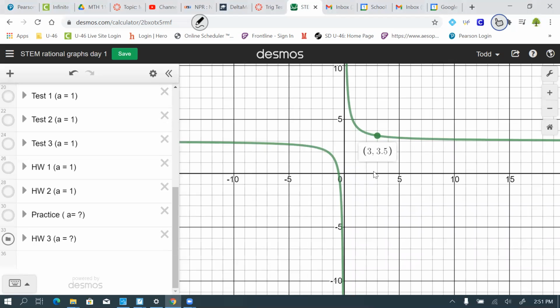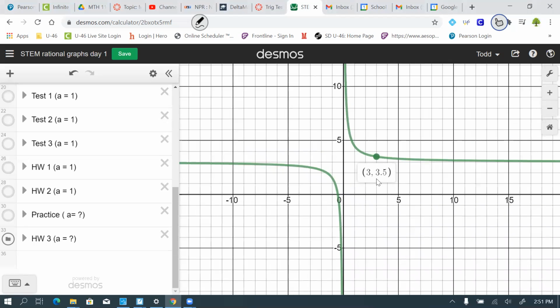All right, what is this one? So let's figure out our movement left and right. The original is X equals 0, and it didn't move left or right. There's still a vertical asymptote at X equals 0. So this is Y equals 8 over X.